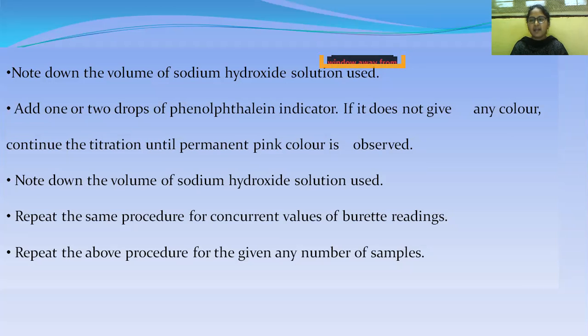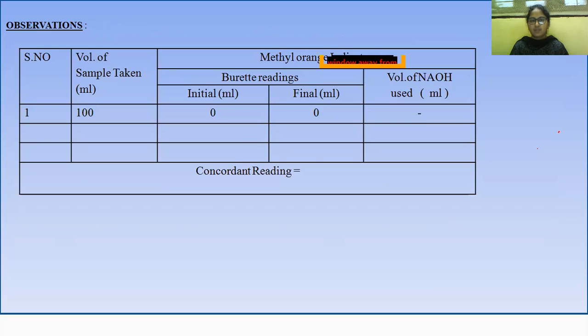Next, add 1 or 2 drops of phenolphthalein indicator. That means if it does not give any color, continue the titration until pink color is observed. So note down the volume of sodium hydroxide solution used. Repeat the same procedure until concordant values are observed. So now we can go for the laboratory method. Now see the video on how to determine the acidity in our laboratory.